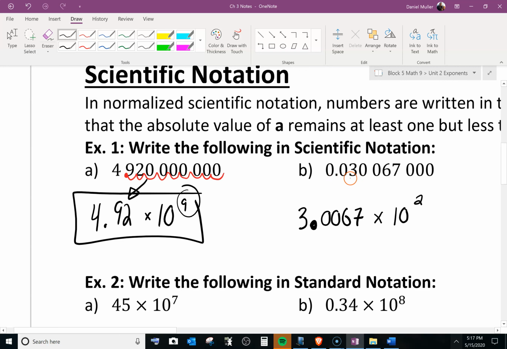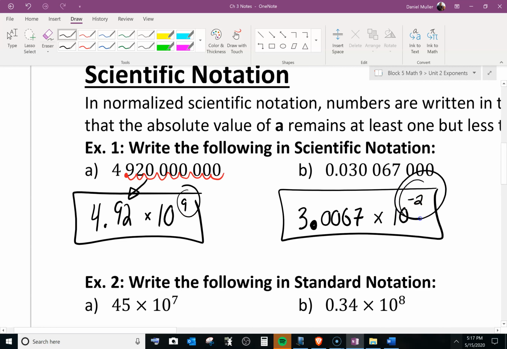And in the other case, I had a really small number here. I had 0.03. That's really small. And I went to 3. So I made this number large. Therefore, I need to compensate on the other side and balance it and make this a small number, and you can do that by making the exponent negative. So that's always how you're going to do this. You're going to move the decimal place over till you get something less than 10, and then you write down how many decimal spots you moved.